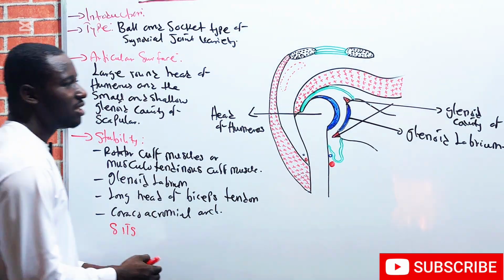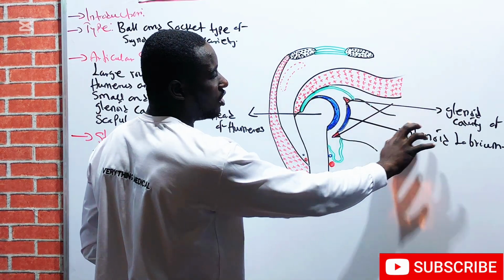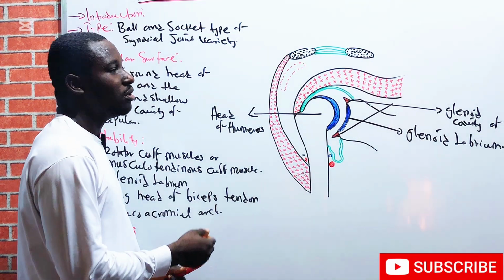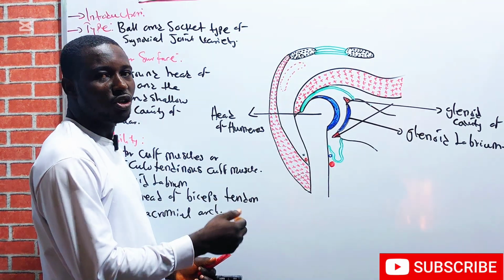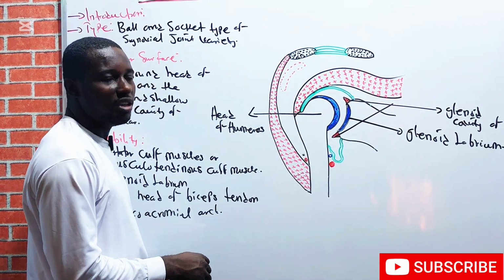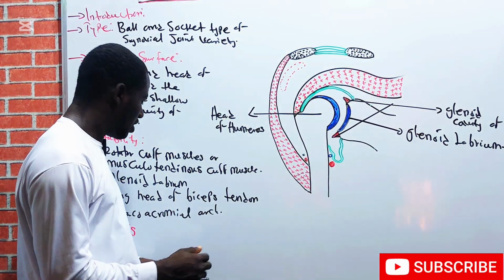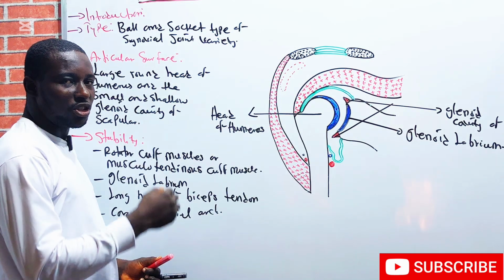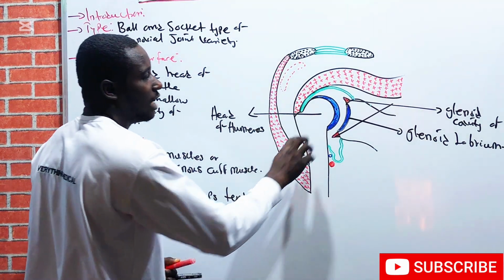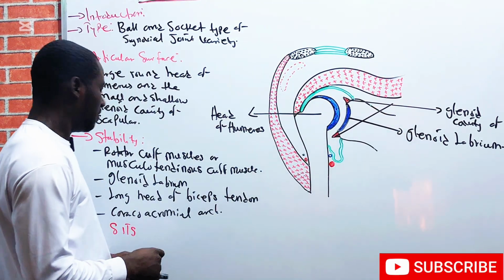These are muscles that pull the head of the humerus medially towards the glenoid cavity of the scapula. And why is it called the rotator cuff muscle? Because it helps the head of the humerus rotate against the glenoid cavity of the scapula. This muscle is very, very essential. It is the chief stability of the shoulder joint. So we call them the rotator cuff muscle or the musculotendinous cuff muscle.